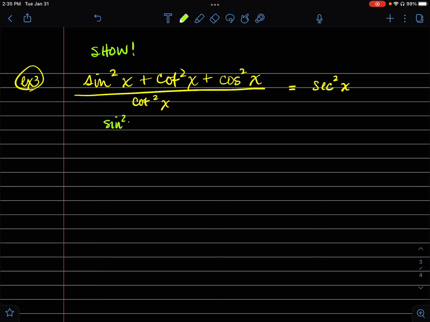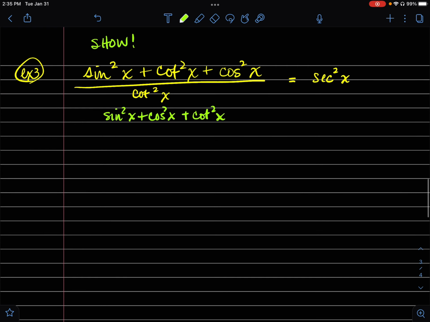I'll rearrange it for you. Plus cosine squared x plus cotangent squared. And it's okay to rearrange if you see something coming up. So this clearly is a Pythagorean identity. Okay, now I'm going to convert that all to 1. So we have 1 plus cotangent squared x over another cotangent squared x.